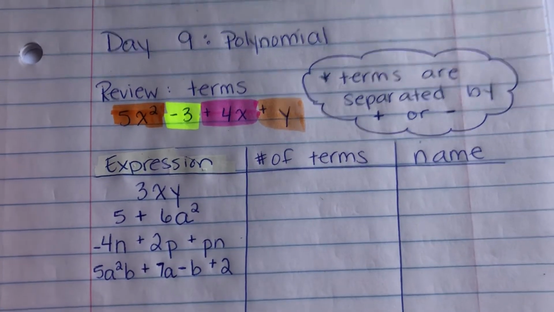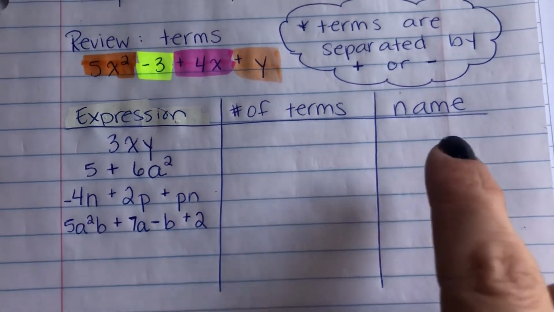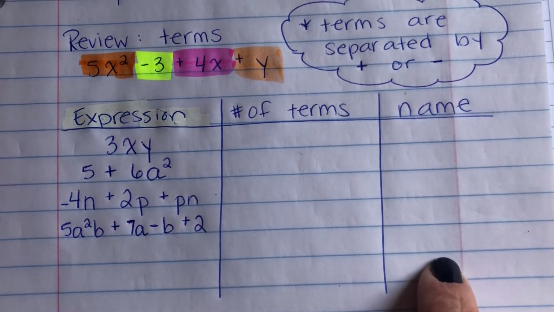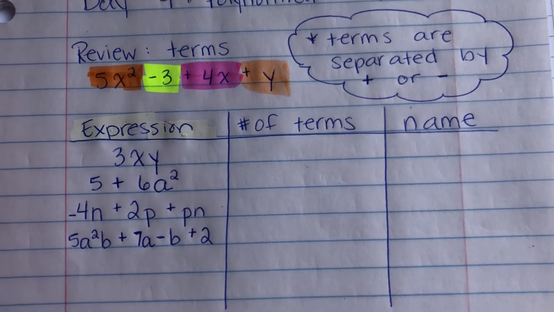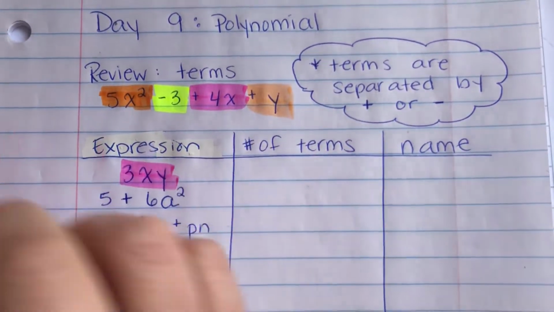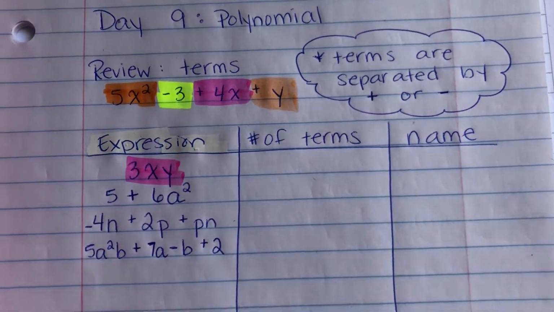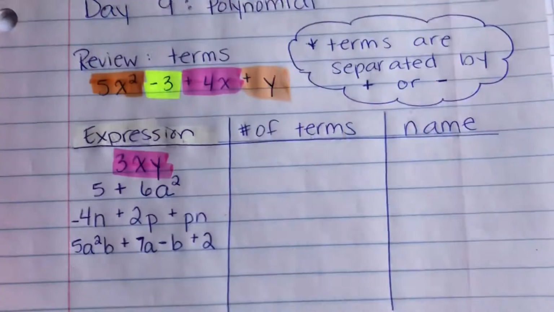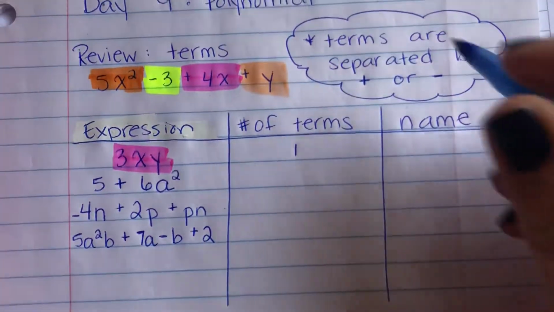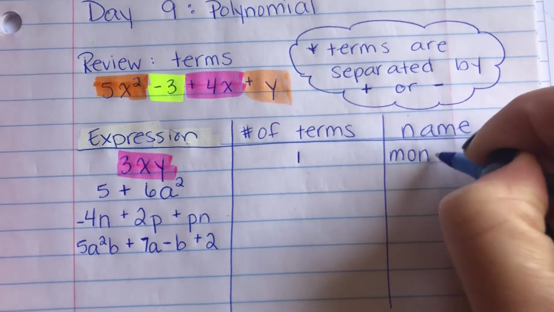Okay, so now we'll take a look at the number of terms in each of these expressions, and then I'll go over what their names would be. So in this first expression, we just have a 3xy. There's no plus or minus sign anywhere in here, so we only have one term. So our number of terms would be just 1, and the special name we'd use for that type of expression would be a monomial.